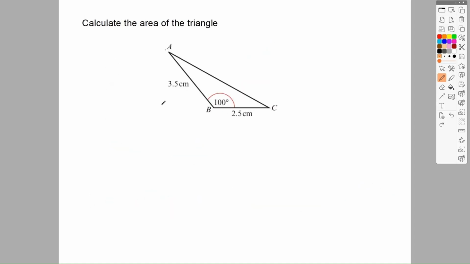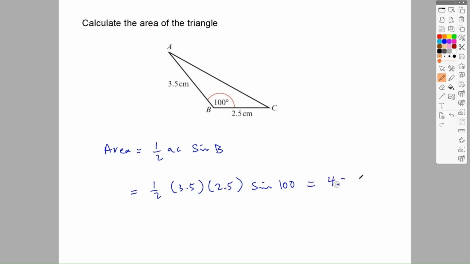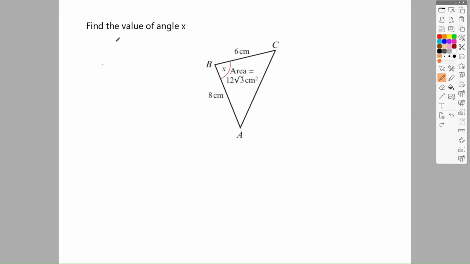So in this question, we have to calculate the area of a triangle. So we have the area equals half ac sine B, because we have this angle B between the two sides. So that's half times 3.5 times 2.5 sine 100, using the calculator. That's equal to 4.3085 centimeters squared.